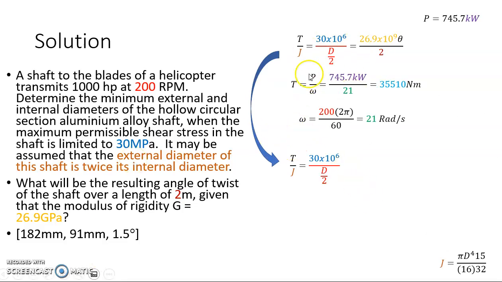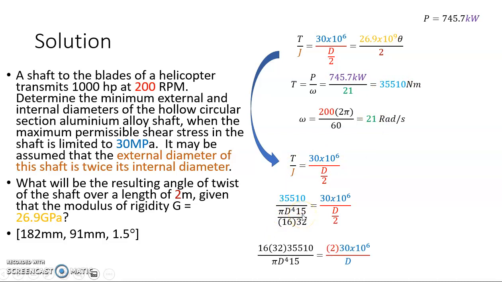Okay, so we're going to take this part of the formula. We know what the shear stress is. We know that the outside diameter is D, so the radius is D over 2. And I'm going to substitute in for the torque and the second polar moment. So the torque is 35,510, this value here, and this is our value J. So I just got rid of the fractions, so multiply this side above and below the line by 16 over 15 pi 32s. We multiplied above and below the line here by 2.